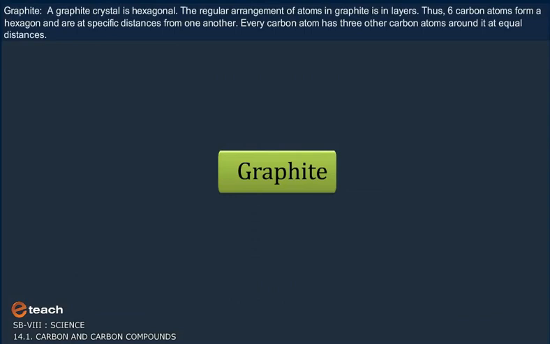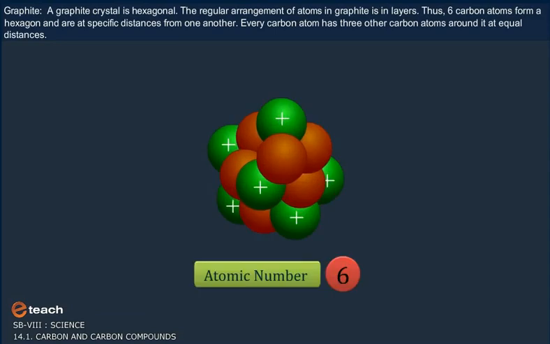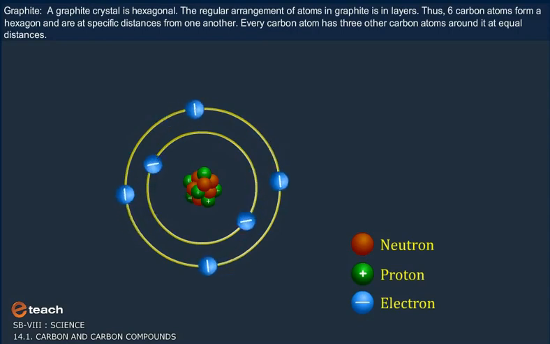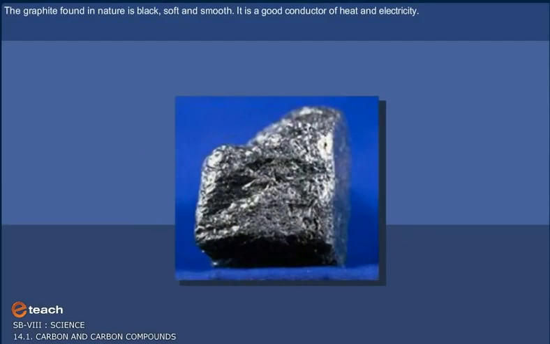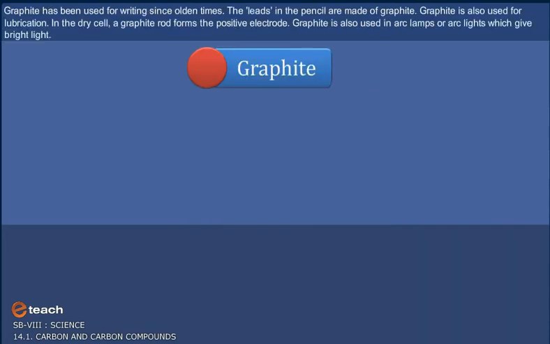Graphite. A graphite crystal is hexagonal. The regular arrangement of atoms in graphite is in layers. Thus, 6 carbon atoms form a hexagon and are at specific distances from one another. Every carbon atom has 3 other carbon atoms around it at equal distances. The graphite found in nature is black, soft and smooth. It is a good conductor of heat and electricity.